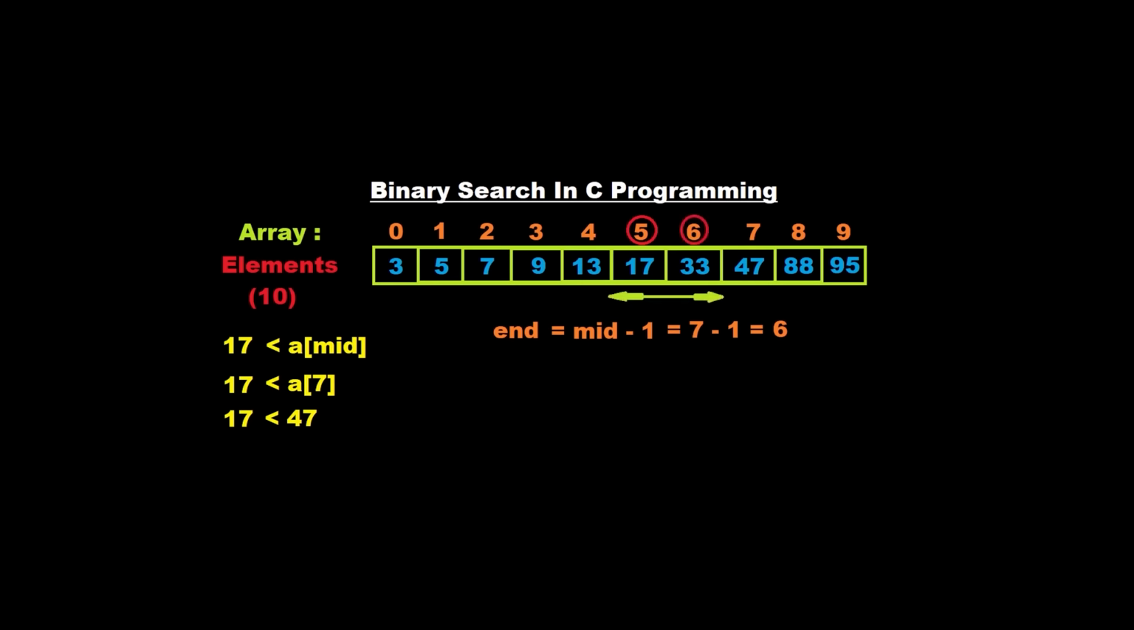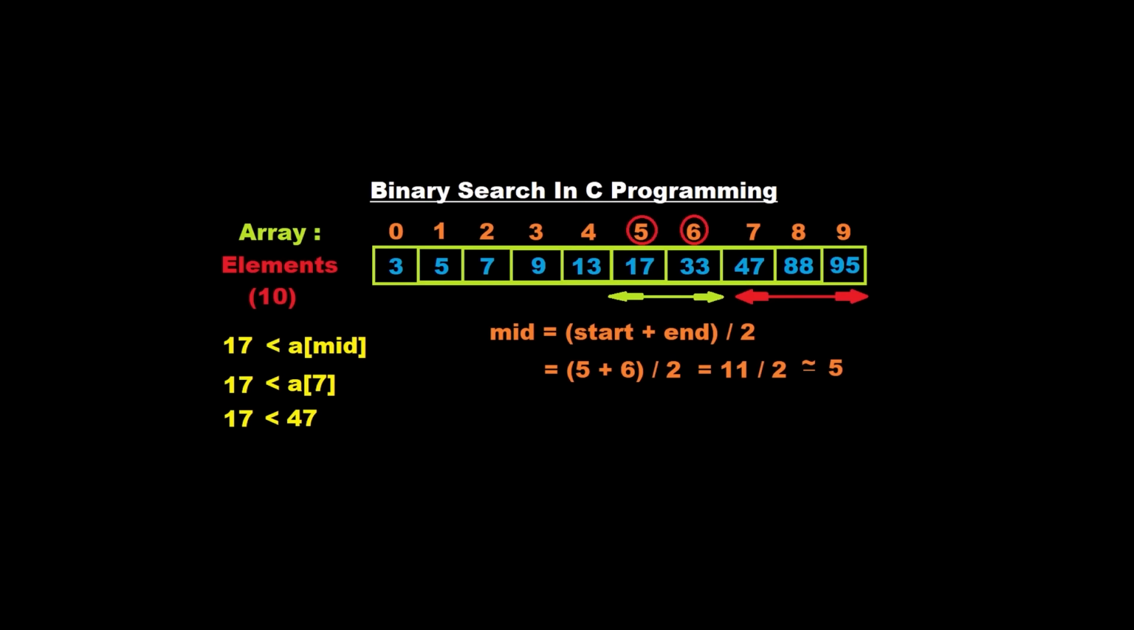And this is our new array. So we are skipping this end part because the key value is not present here, or it is less than this part. So now again mid is equal to start plus end divided by 2, which is 5 plus 6 divided by 2, which is 5 approximately.